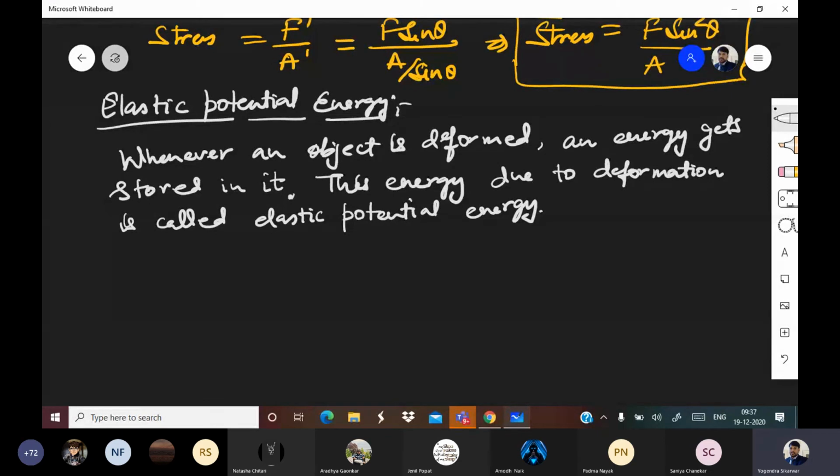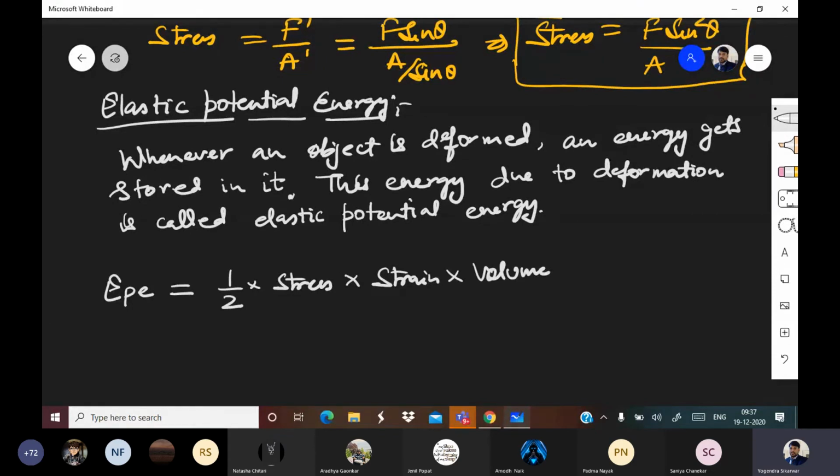All right. So EPE, elastic potential energy, is equal to 1 by 2, there is a formula, into stress, into strain, into volume.